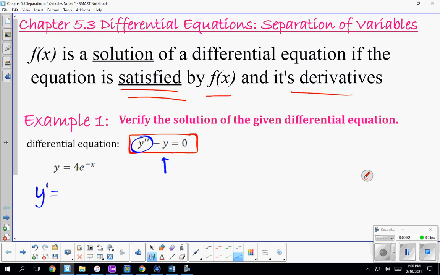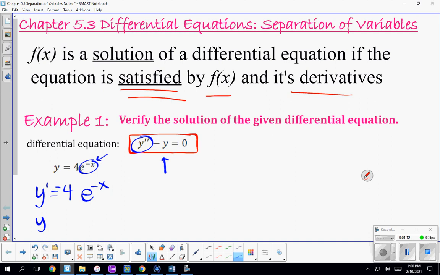Remember, coefficients drop down. e to the power of x stays e to the power of x. Because that is not just an x, we also must multiply by its derivative, which is -1. So we're just taking the derivative of that exponent. -1 times 4 is just -4.